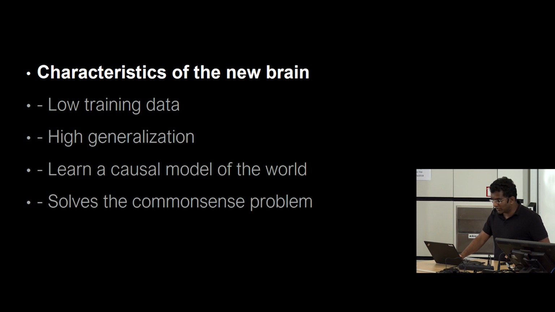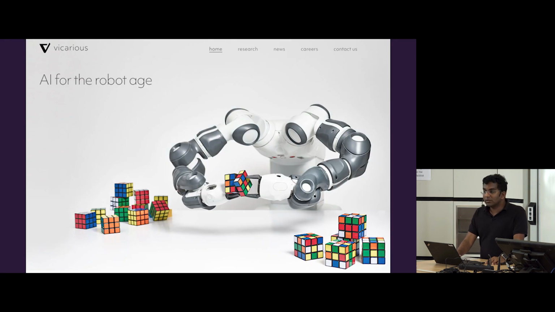Okay, to conclude, the characteristics of the new brain that we are emphasizing in our research are: low training data, high generalization, learning a causal model of the world, and solving the common sense problem. I hope I have showed you some examples of how we are going about it and some concrete results. And where are we applying this? We are applying this in robotics. Robotics is a place where all these things actually need to come together if they are going to be effective in unstructured environments.